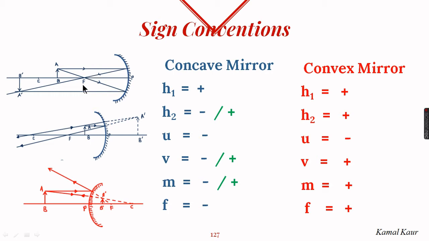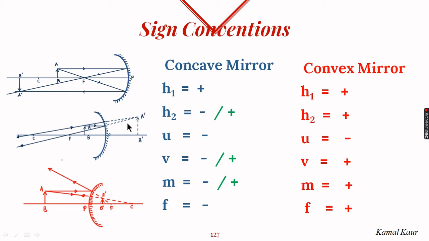First we will take the condition when the image formed is real and inverted. For that, h1, the height of the object, is above the principal axis and perpendicular to it, so it will be positive. h2 is below the principal axis, so it will be negative. u is towards the left side of the pole, so it will be negative. v is also towards the left side, so it is also negative. m is negative because it is an inverted image, and f is also negative because this distance f is also towards the left side. So these are the signs for the concave mirror for this diagram.